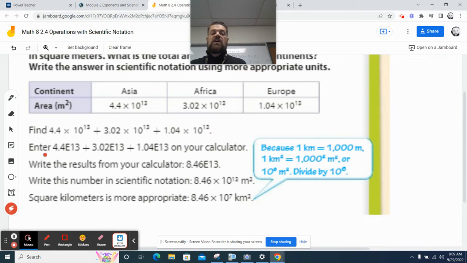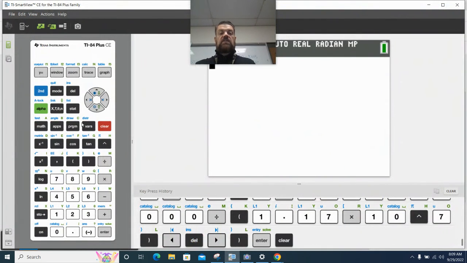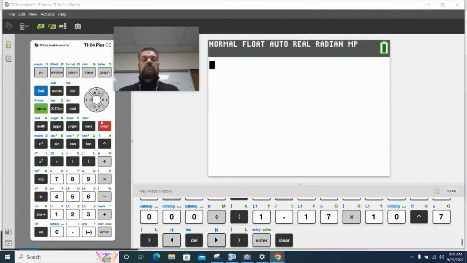10 to the 13. Now on the calculator, they said that you can actually enter in E to the 13 if you want. So we're going to try that, okay? We're going to do it 2 ways, actually. So let's do it the regular way. All right, so get your calculator out. I'm going to hit clear and move my face over here.